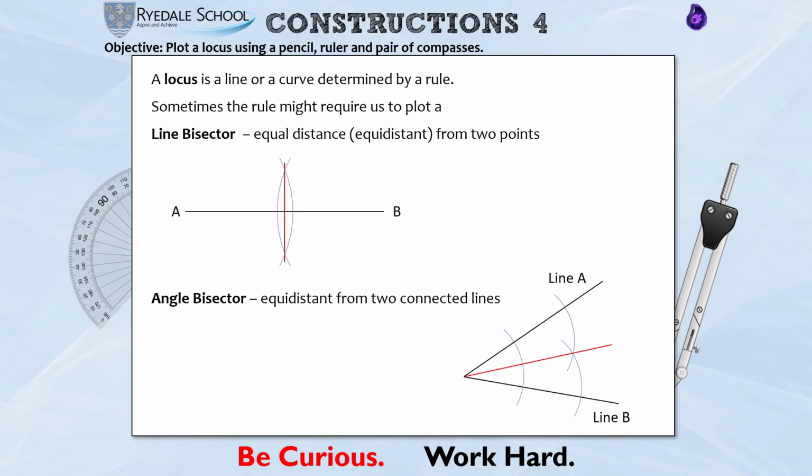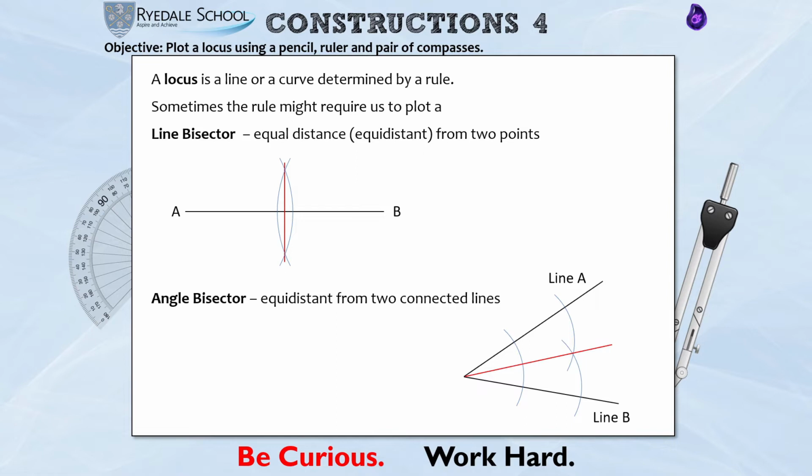So a locus, or loci if you've just got one, is a line or a curve determined by a rule. Some of the rules that we're going to be using today will produce straight lines. Some might produce circles or parts of circles. And we're also going to have some scenarios that lead to our line bisectors and angle bisectors that we constructed last lesson. Now, although we know what a line bisector looks like and what an angle bisector looks like, you might hear some slightly different language today that I'm just going to explain.